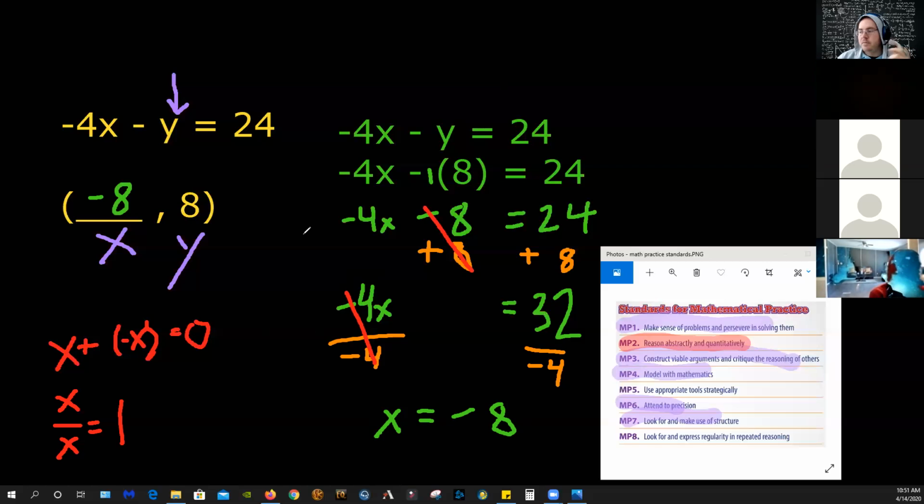So what we just discovered, thank you for sending in this question, is that when y is equal to 8, x is equal to -8. So if we were graphing this, then we would have a coordinate, we would have a dot at that spot.